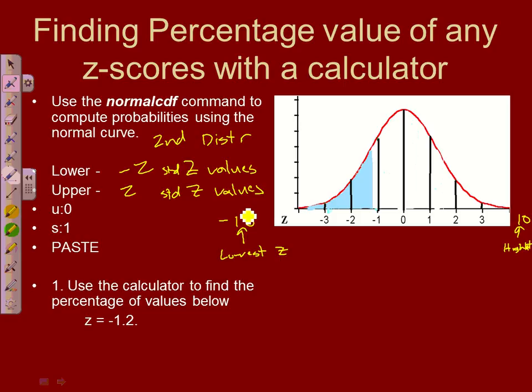So here is where things get a little bit more difficult. If I wanted to find the probability of z values less than -1.2, I'm going to use my normal CDF, but this area here, which is less than -1.2, I will say is between -10 and -1.2. And that will give me all of my area below this. Okay? Figure out what that is.